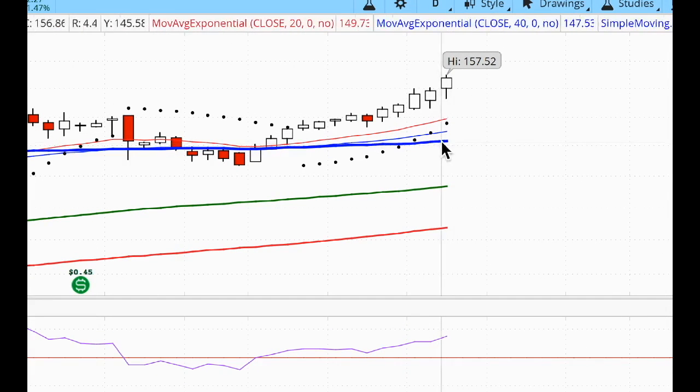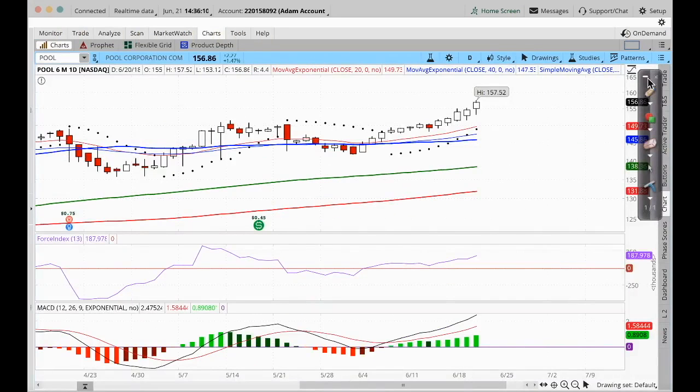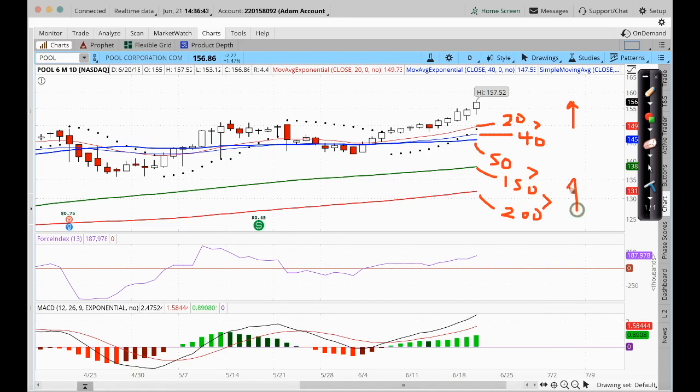Then this big blue line is the 50 moving average. Let me draw it for you. So this red line is the 20, this is the 40. Okay? So when the 20 is above the 40, it's a short-term uptrend. Now this thick blue line is the 50 moving average, the green line is the 150, and the red line is the 200. Okay? So when the 50 moving average is above the 150 and it's above the 200, when you've got 50, 150, 200 in this sequence, it means the medium-term trend is up as well.